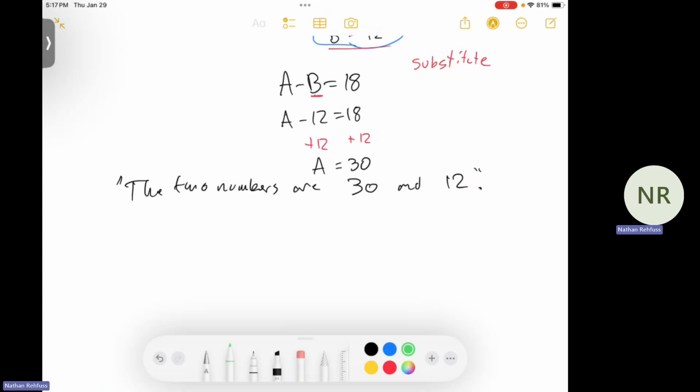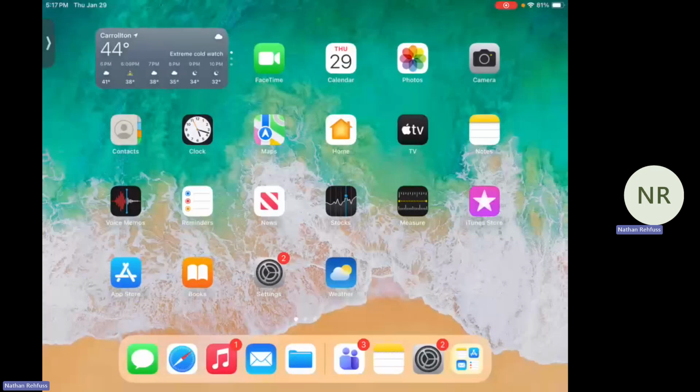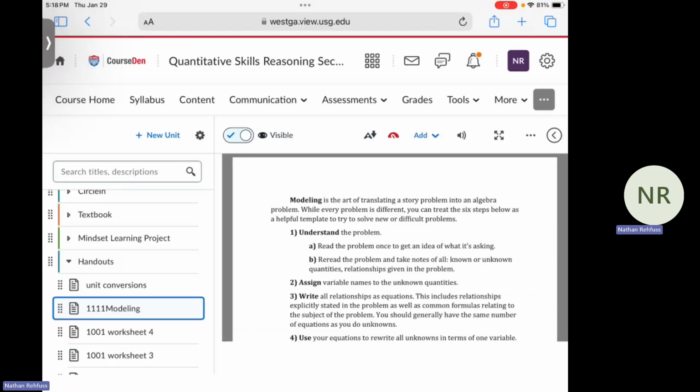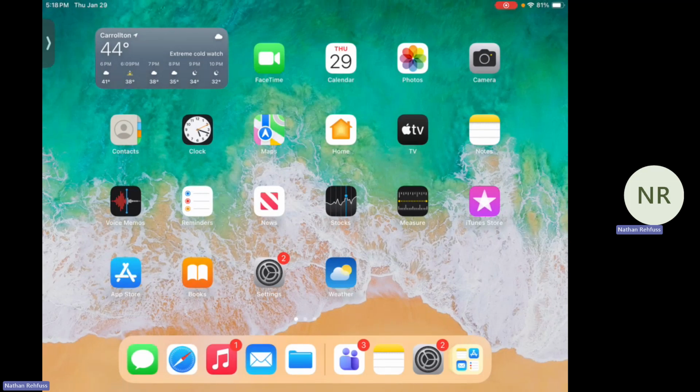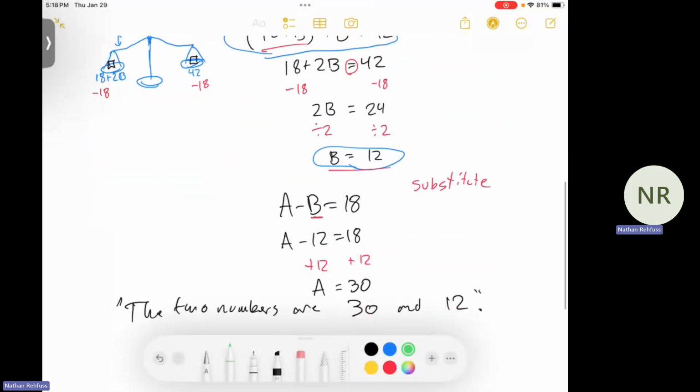Again, you should be looking at this handout that you got from Course 10. The goal was to use these 6 steps to solve the problem. And if you're just skipping ahead in the video, again, those steps are here on Course 10, in content under handouts named 1111 modeling. 1111 is the course number of my college algebra class. I teach from this same handout in college algebra. The only difference is over there we do problems that require quadratic equations. In quantitative skills, we won't use quadratic equations.